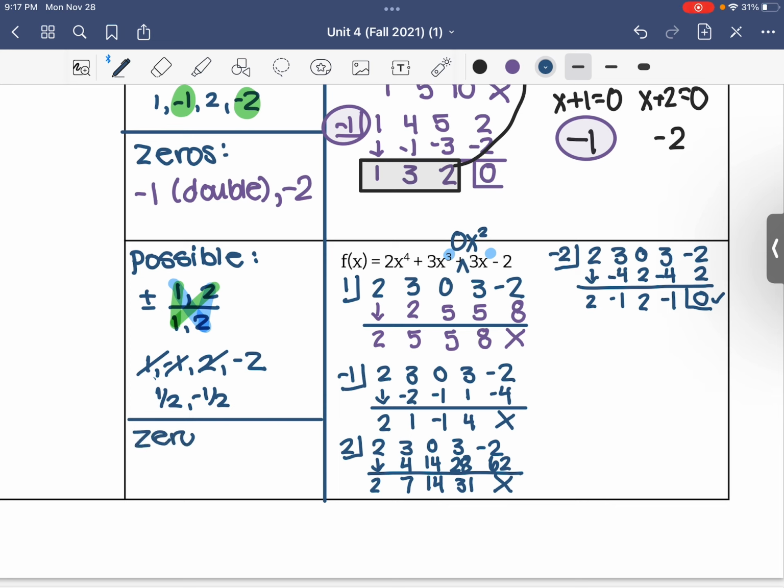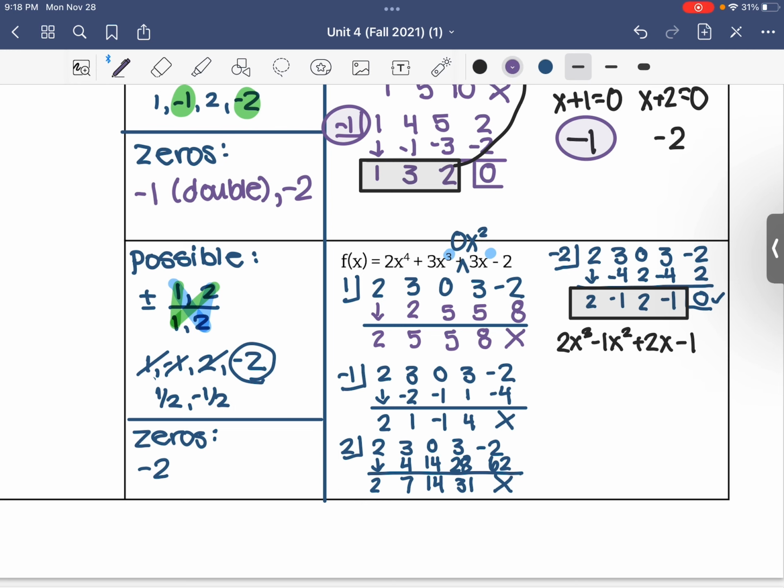And that's what it looks like sometimes if it takes a while, guys. Negative 2 is the only one that worked. It could have been 1/2, negative 1/2. We'll find out when we find the rest of them. Now, when I go to write the quotient here, you'll notice that this time there are 4 numbers besides the remainder. So this is going to be 2x cubed, negative 1x squared, 2x, and negative 1.